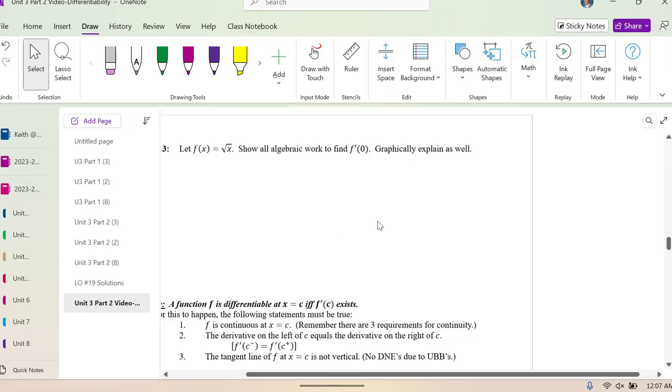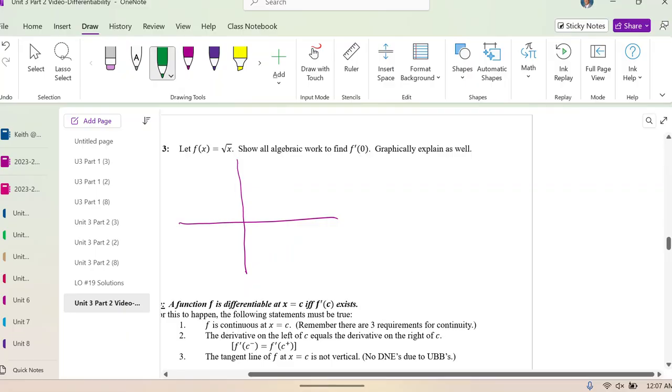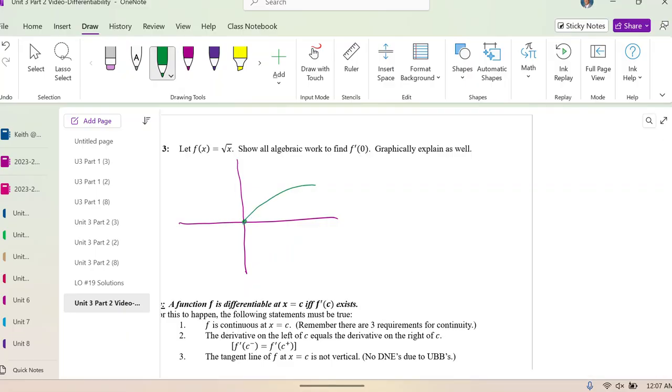Number 3, it says let f of x be equal to the square root of x. So remember, graphically, that looks like this. This is f of x equals the square root of x. And it says show all algebraic work to find the derivative at x equals 0. Well, note graphically, notice it's an endpoint, right?